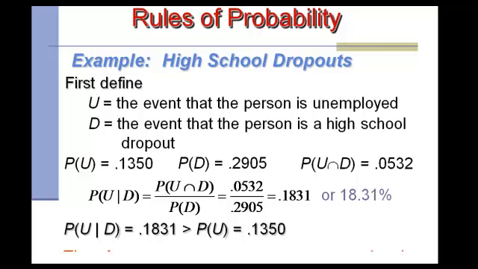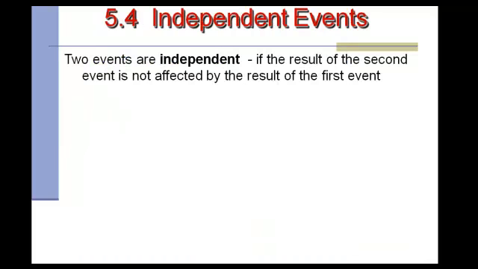So why am I telling you that? Well, because being a high school dropout is related to being unemployed. Independent events. Now, two events are independent if the result of the second event is not affected by the result of the first event. Another way to say that is, if one event occurs, it has no effect on whether the second event will occur or not occur.